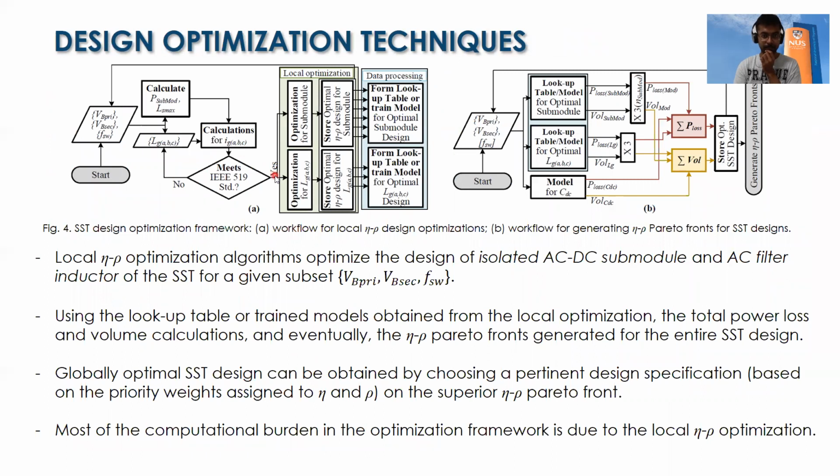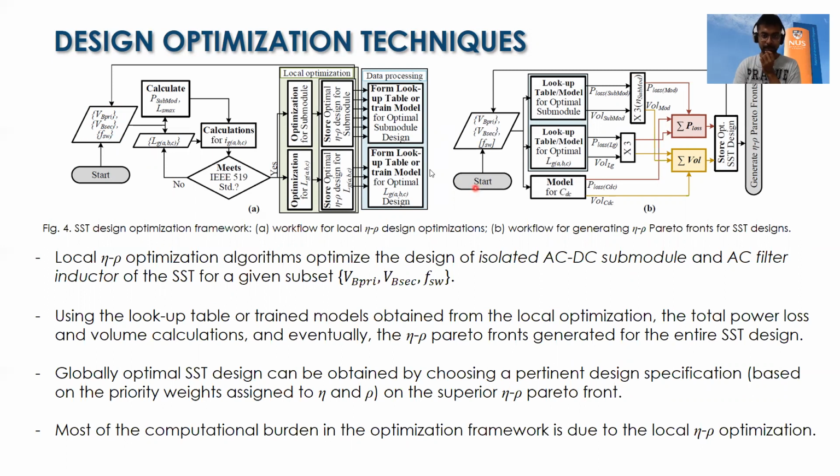The design optimization framework is shown in this figure. On the left side, you can see the local optimization where various algorithms are used to optimize the design of the isolated AC-DC submodule and the AC filter inductor for a given subset of VB primary, which is the blocking voltage of the primary side semiconductor devices, VB secondary, which is the blocking voltage for secondary side devices, and FSW is the switching frequency.